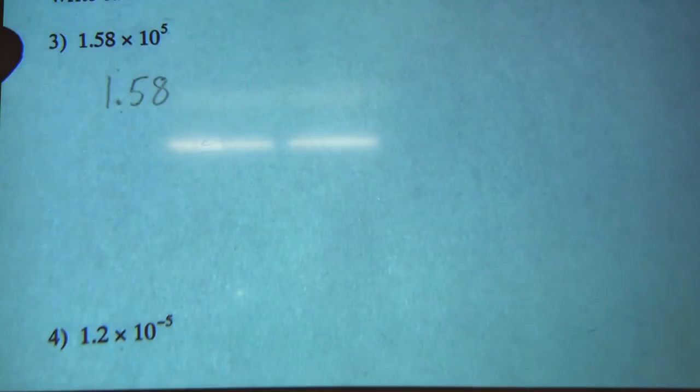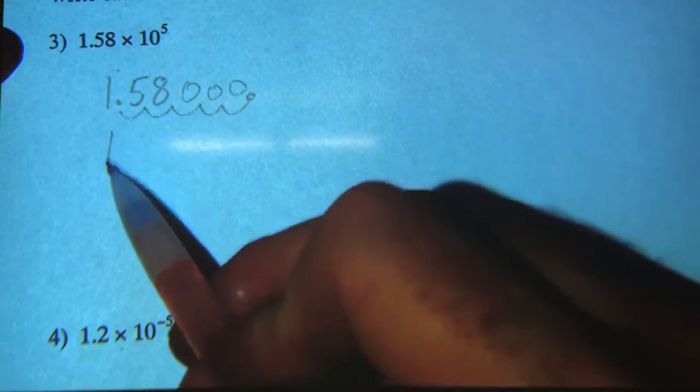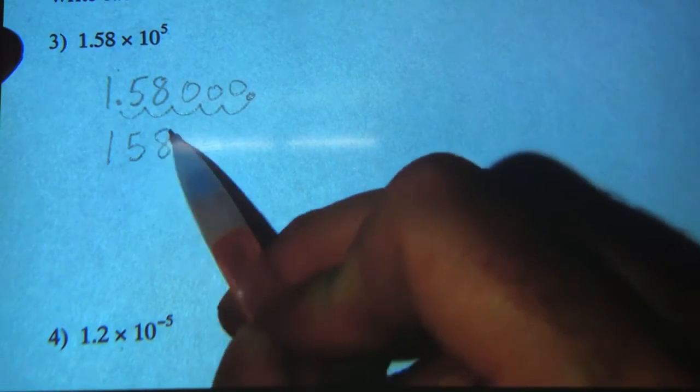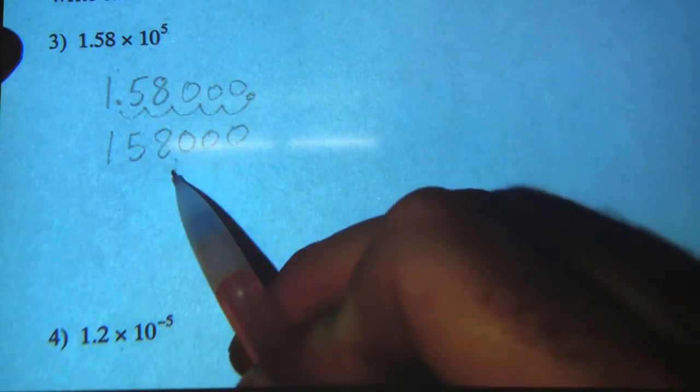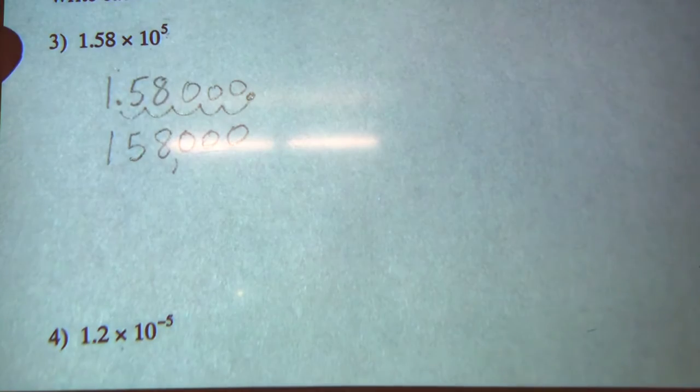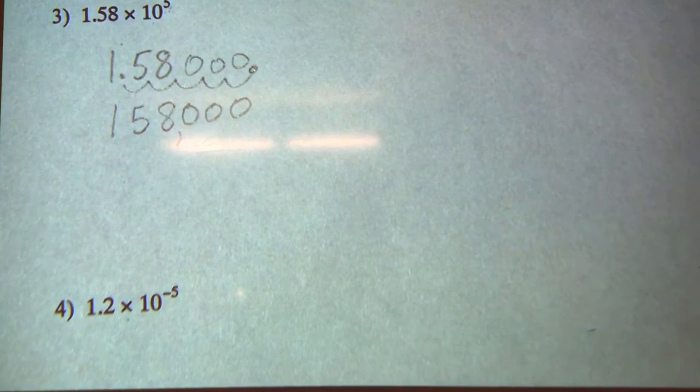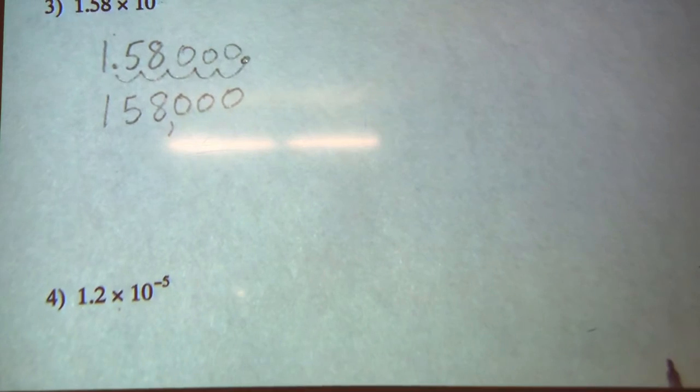So if I move the decimal this way, 1, 2, 3, 4, 5 times, and I fill those with zeros, now I have the number, let's rewrite it, 158,000. We can see we created a number with a very large value, and if we look back here, positive exponent, we know we should have created a number with a very large value. So we know we did it right if we created that large value.